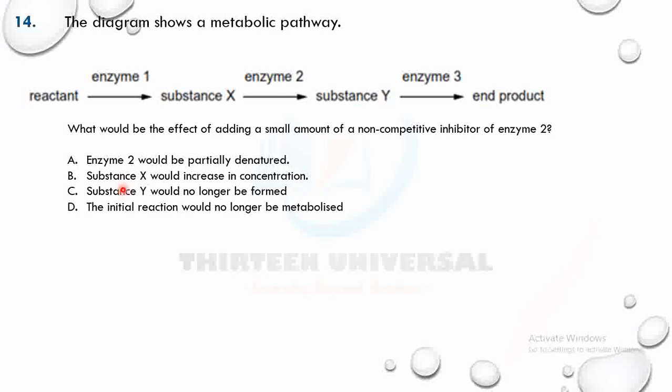Let's check C. Substance Y would no longer be formed. It will still be formed because not all enzymes here are inhibited. Some of them are still converting X to substance Y. So this is wrong. D says the initial reaction will no longer be metabolized. The initial reaction is reactant to substance X. It will still be metabolized because enzyme 1 is working, it's not inhibited. So I think B is the answer there. Okay, let's go on.